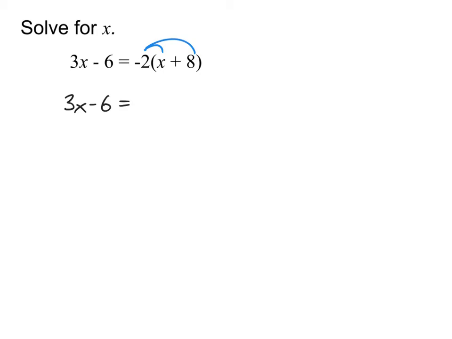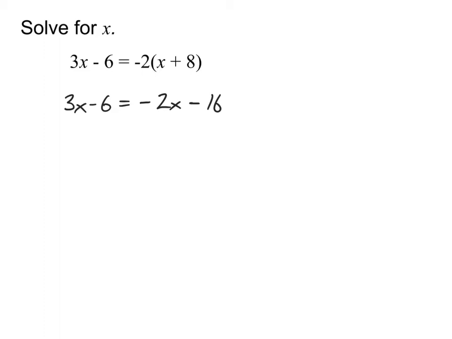Now, just be very careful here. What number am I actually multiplying into my parentheses? Notice it's a negative 2. Keep the negative with it. All right, so I'm going to do negative 2 times x, which is going to give me negative 2x. And then I'm going to do negative 2 times a positive 8, which is a negative 16. And so I'm going to write that then as minus 16.